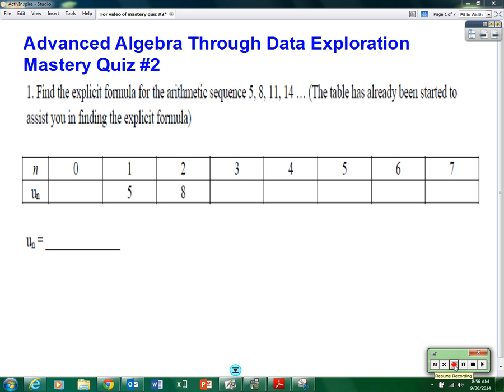Advanced Algebra through Data Exploration, Mastery Quiz number 2. Number 1, find the explicit formula for the arithmetic sequence 5, 8, 11, 14.